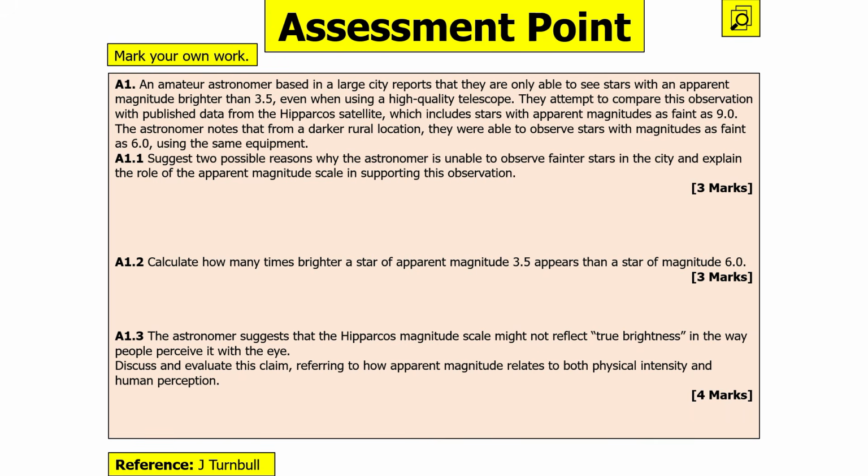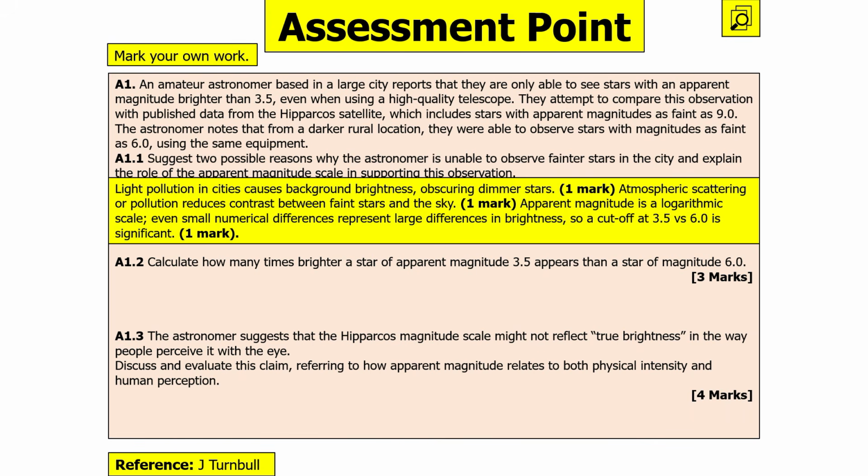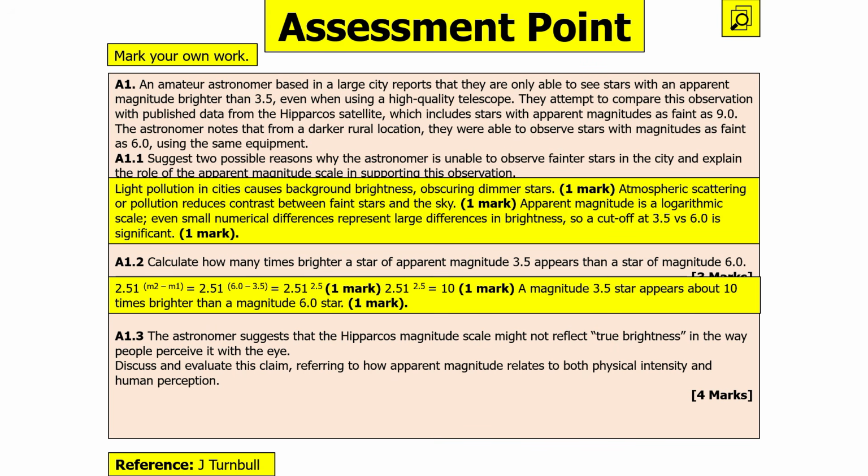Right, light pollution in cities causes background brightness obscuring dimmer stars. The atmospheric scattering or pollution reduces the contrast between the faint stars and the sky. Apparent magnitude is a logarithmic scale, so even small numerical differences represent large differences in brightness, so a cutoff at 3.5 compared to 6 is very significant. To work out our difference in brightness, we do 2.51 to the power of the difference in the magnitude, so it's 2.51 to the power of 2.5, which is 10.